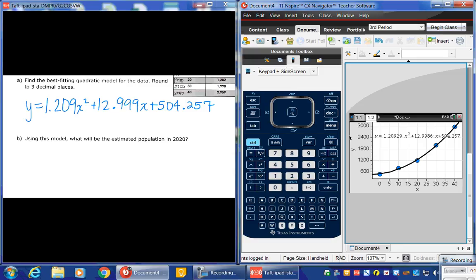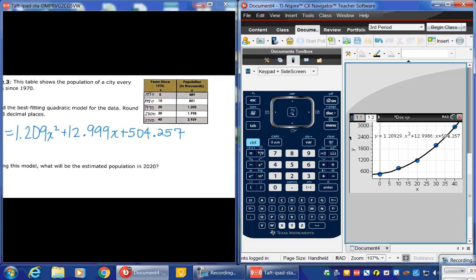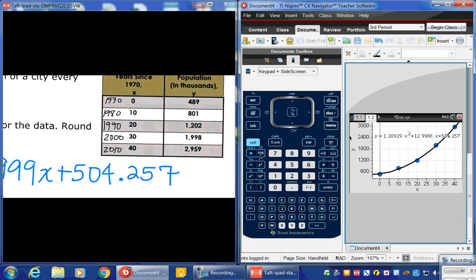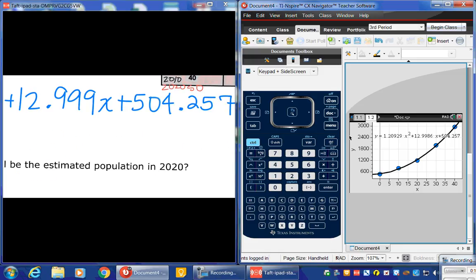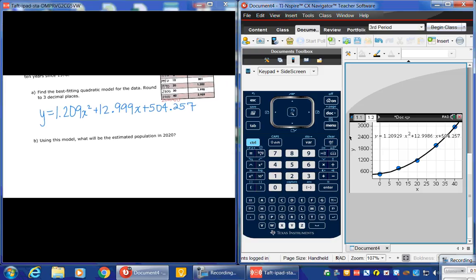Part B says using this model, this is our model, what will be the estimated population in the year 2020? Well, remember here how we started? Zoom in and take a look here. We said 0 years was 1970, 10 years was 1980, 20 years was 1990. So if we got down to the year 2020, that would be 10 more years. So that would be 50 years since 1970. So that's our x value.